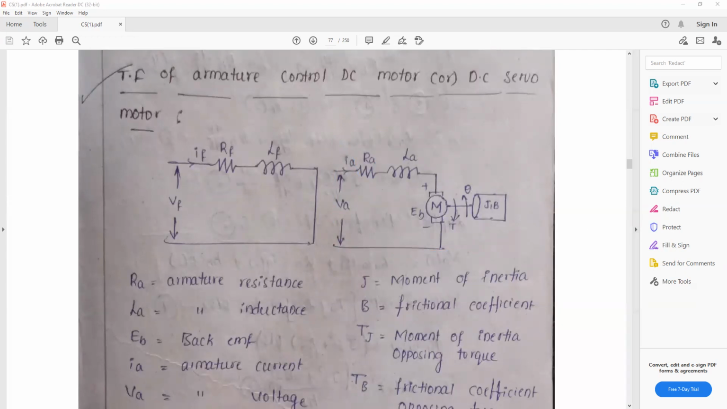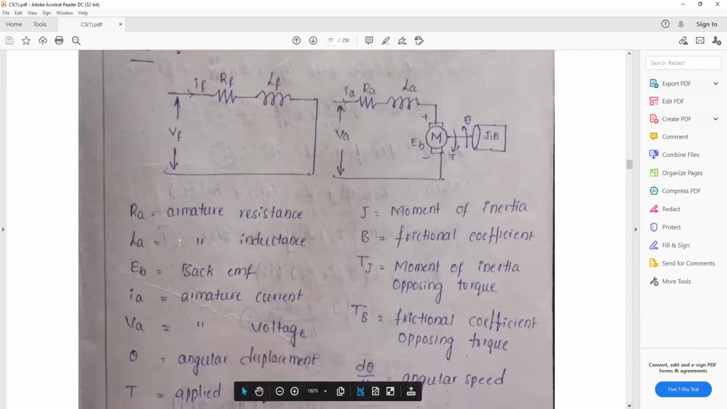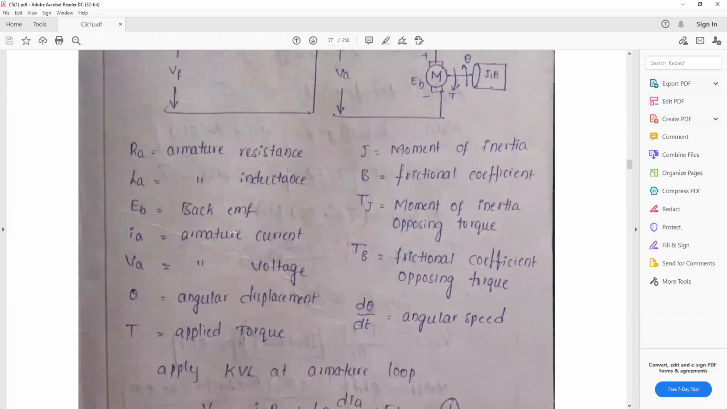Write all the terms. This is the field resistance, field inductance, field current, and field voltage, and these are the armature controlled. Theta means angular displacement, T is the applied torque.